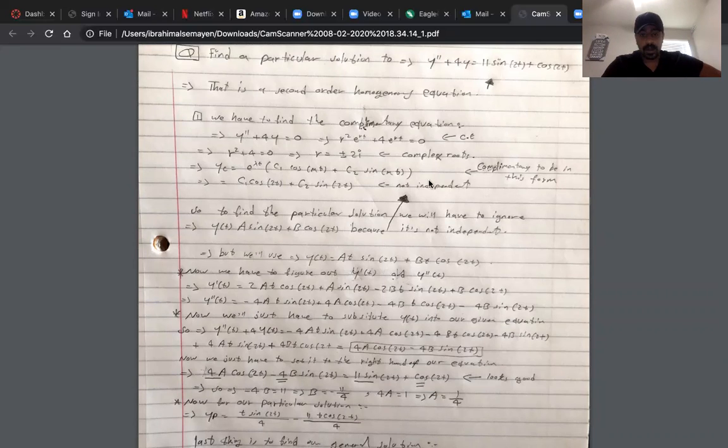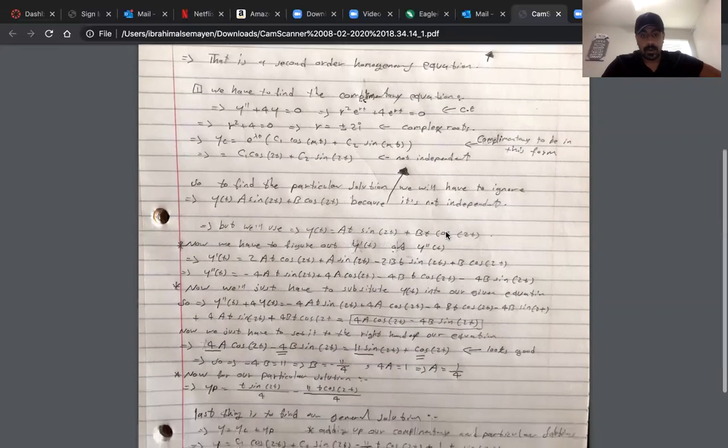So since our particular solution has to be independent of our complementary solution, we have to ignore this form and go with this form, which is y of t equals at sine of 2t plus bt cosine of 2t.